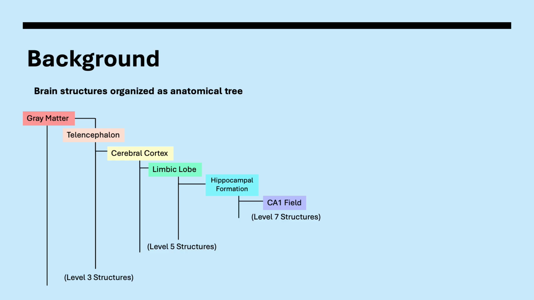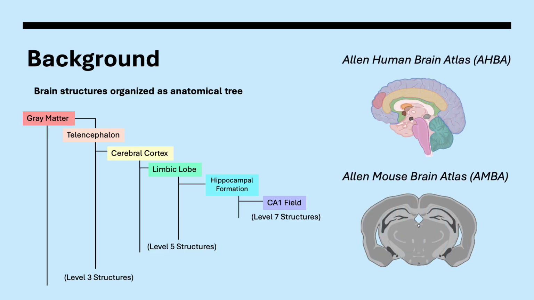In this project, I used the Allen Human Brain Atlas and Allen Mouse Brain Atlas, which are common databases used for thousands of studies to show which genes are turned on or off in each part of the brain. So how then did I do this mapping?